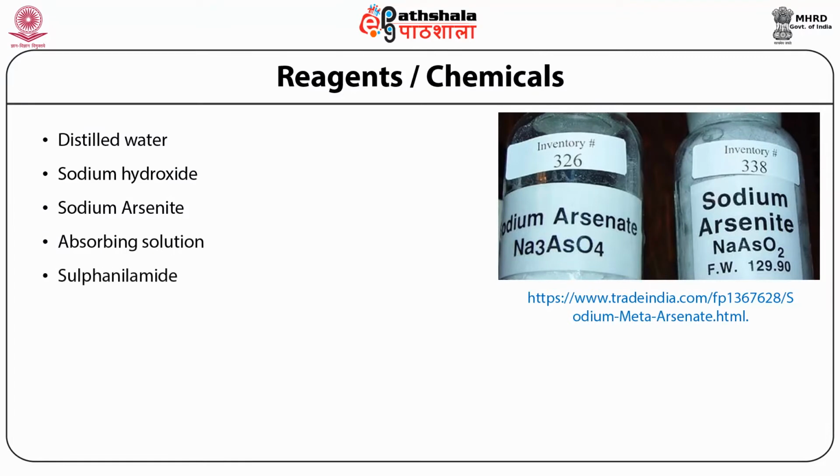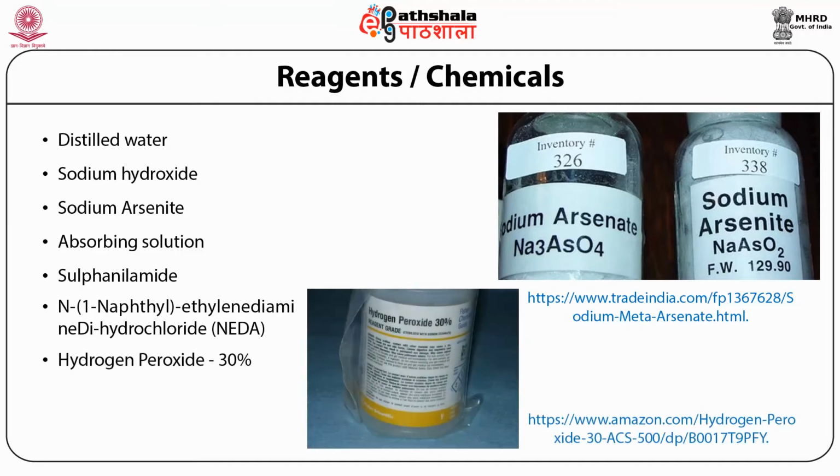sulfanilamide, then N-naphthyl ethylene diamine dihydrochloride, also known as NEDA, hydrogen peroxide 30%, and phosphoric acid 85%. The sodium arsenide here is used for samples containing a high amount of chloride, and chloride interferes in the determination of nitrogen dioxide, so it is used to remove the interference in the determination.